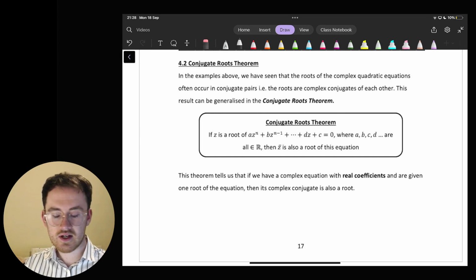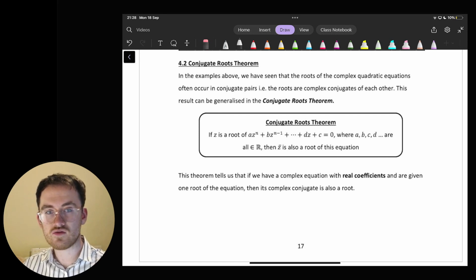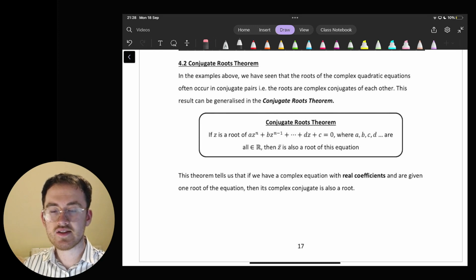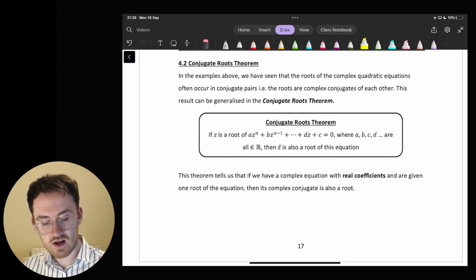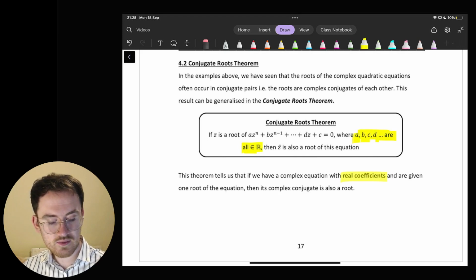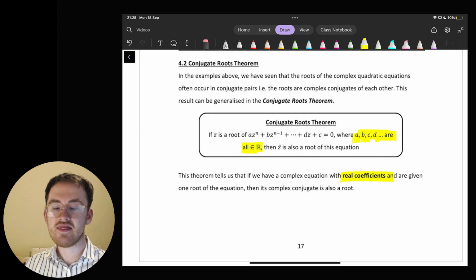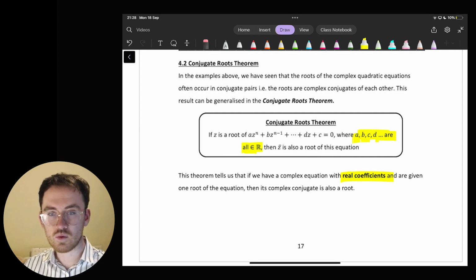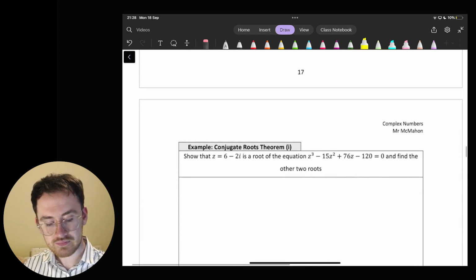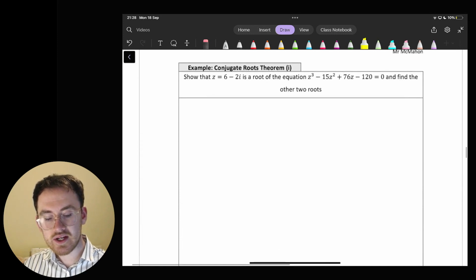So if it's z squared, z cubed, whatever it is, if we're given a root of that polynomial, and if all the coefficients are real, then the conjugate is also a root of this equation. So the important thing there is that all the coefficients have to be real. If we don't have real coefficients, then this theorem won't hold and it won't be true anymore. But the theorem can be quite useful for us.